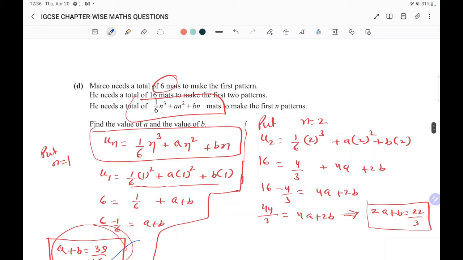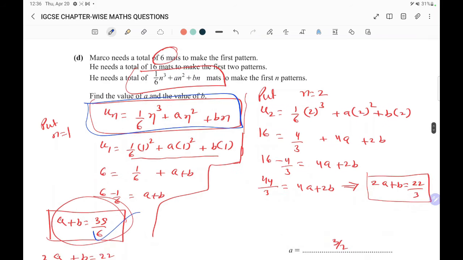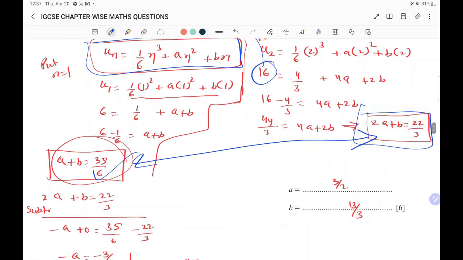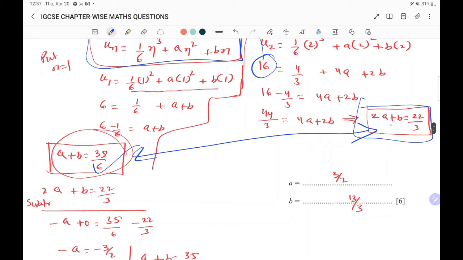Now put n equals 2 in this. When you put n equals 2, then this is u2, 1 over 6 times 2 cubed plus a times 2 squared plus b times 2. u2 is given to you, that is 16, which you can check here. So 4 over 3 plus 4a plus 2b. Now when you calculate, you will get another equation. So you have 2 equations, these two. We just need to solve these 2 equations. So I have written this: 2a plus b is 22 over 3, and this is a plus b is 35 over 6, right?